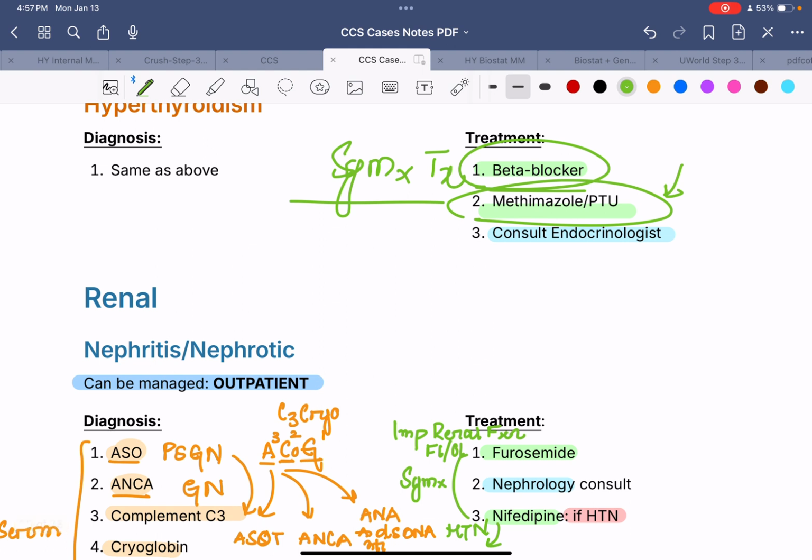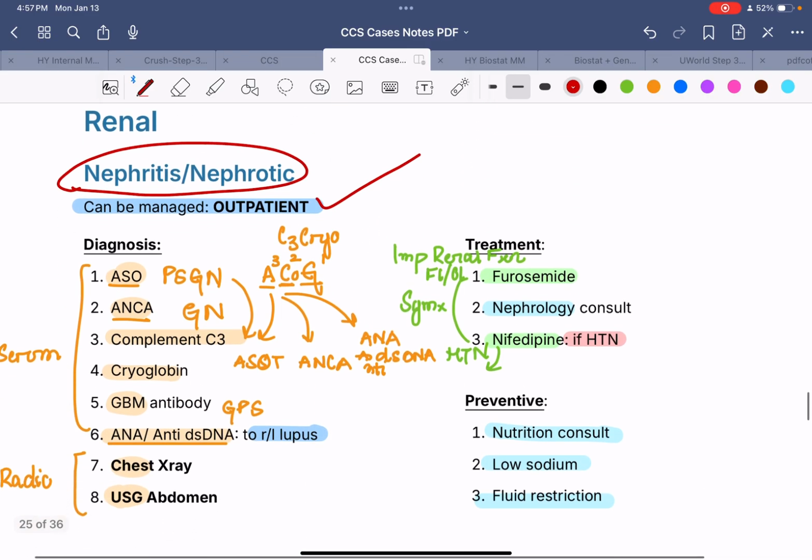Now we are going to begin the renal CCS cases. So suppose you have a patient and he has either nephritic or nephrotic syndrome. Generally in kids, it's nephrotic syndrome, but there can also be nephritic syndrome. But one very important thing is that we are not going to admit the patient to the inpatient unit, rather he can be managed as an outpatient, right?